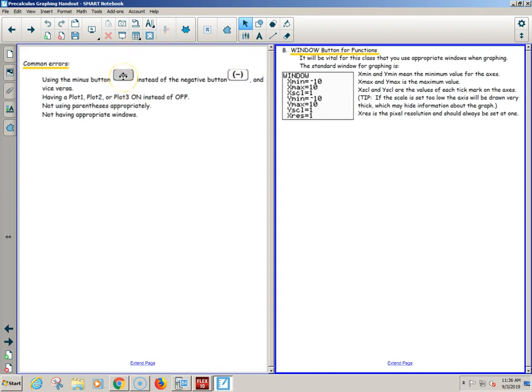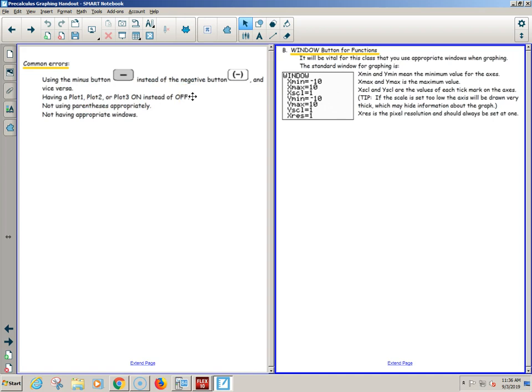Can you guys tell me really quickly, besides the actual buttons themselves, how do they look differently on the screen? Have you tried typing a negative and a minus? Which one's longer? The minus. The minus is longer, the negative is shorter. So if someone comes to you with a calculator problem, you have to look and see, are their negatives shorter or are they longer? If they're longer, it will not graph correctly and it will be mad. Cool?